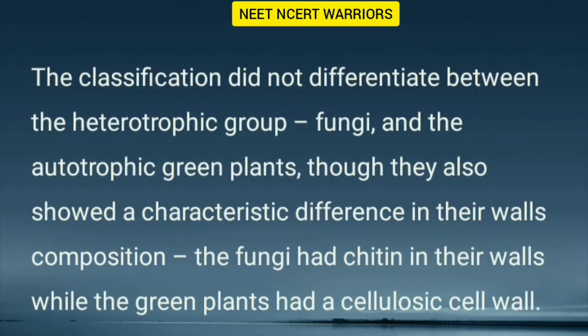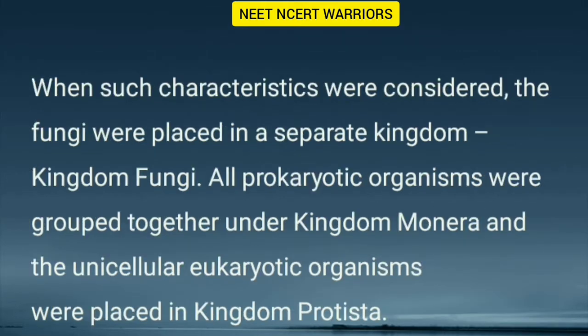The classification did not differentiate between the heterotrophic group, fungi, and the autotrophic green plants, though they also showed a characteristic difference in their cell wall composition. The fungi had chitin in their cell wall, while the green plants had a cellulosic cell wall. When such characteristics were considered, the fungi were placed in a separate kingdom called Kingdom Fungi. All prokaryotic organisms were grouped together under Kingdom Monera, and the unicellular eukaryotic organisms were placed in Kingdom Protista.